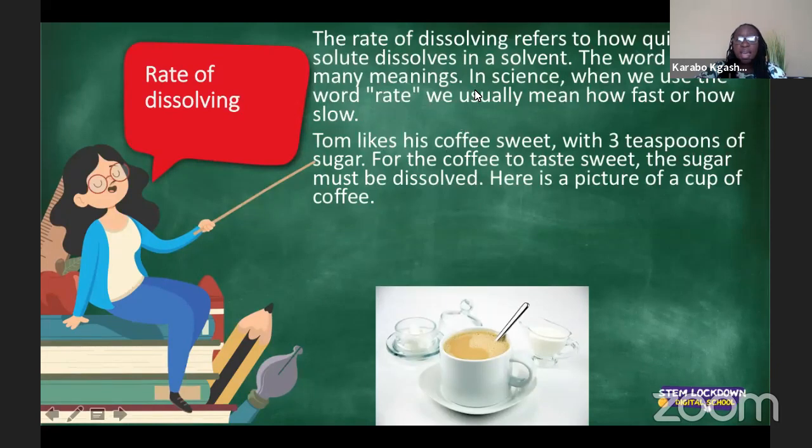Now, Tom likes his coffee sweet with three teaspoons of sugar. For the coffee to taste sweet, the sugar must be dissolved. Here's a picture of a cup of coffee.